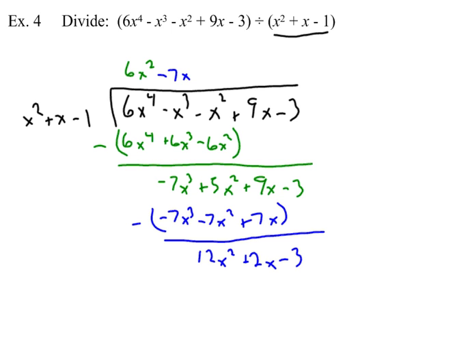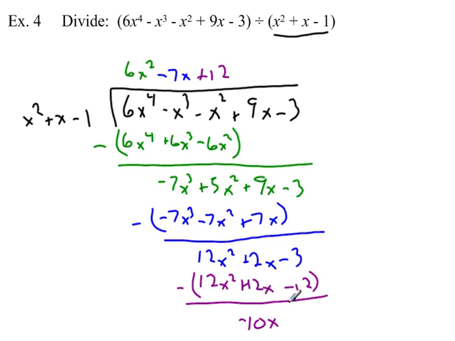Okay, almost done here. Now we need to say one last time, what times x squared equals 12x squared? That answer is 12. Multiplying 12 by everything gives me 12x squared plus 12x minus 12. Remembering we need to subtract down, the x squareds are gone, minus 10x, subtracting actually makes this a positive, so it gives me plus 9.